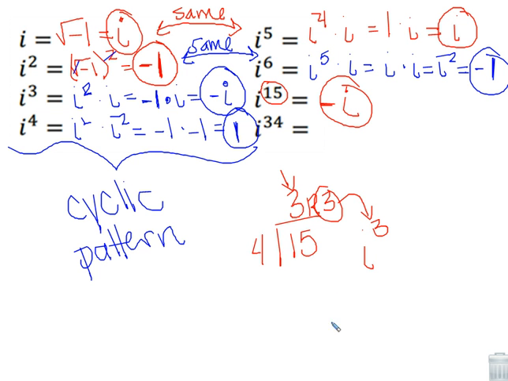If we try a bigger number, 34, how many times is this i going to go through the pattern? 34 divided by 4. 4 can go into 34 8 times, and it has 2 left over. So we can think about this as i squared, because that's how many more we have to go. This i is going to go through this pattern 8 times: 1, 2, 3, 4, 5, 6, 7, 8, and then it's going to go an additional 2, 1, 2.